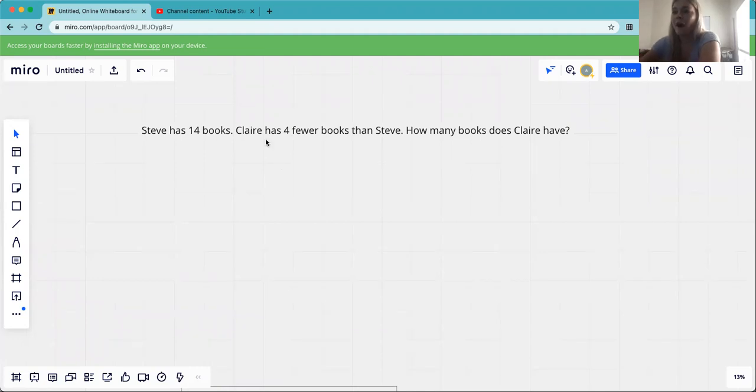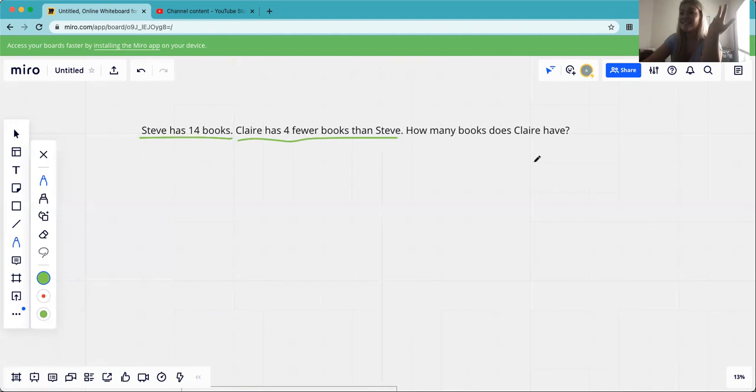I also need to figure out what's going on in this problem. What information do I already have? I'm going to underline in green what I already know. Steve has 14 books, and Claire has 4 fewer books than Steve does. So I need to find out how many books Claire has. I'm going to use a bar model with this.